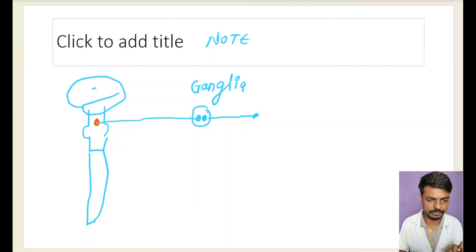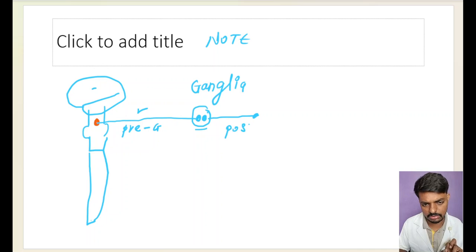Very important. Very good. So this is ganglia, which means this one is before the ganglia. We can say it is pre-ganglionic. Okay, pre-ganglionic. And this is after the ganglia. We can call this one post-ganglionic.